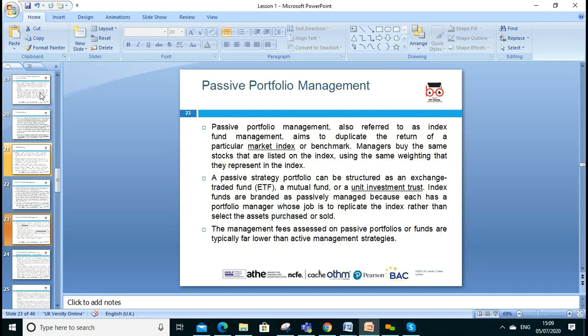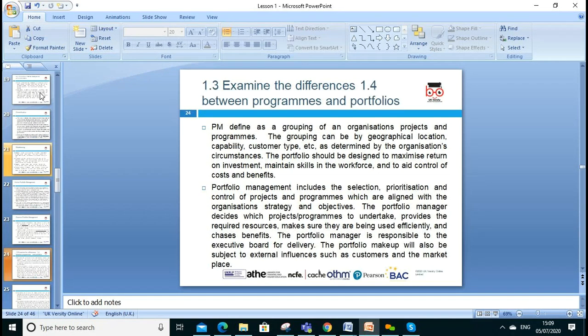Okay, passive portfolio management is also referred to as an index fund, and aims to duplicate the return of the market index and the benchmark, which we can use as an approach as well to maximize. And it's all about how you manage the project: you need to look at different projects and different returns, different portfolios. We can look at the product side, we can look at the security side, depending on the nature of the project.